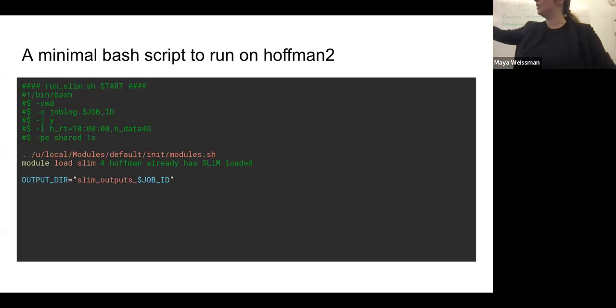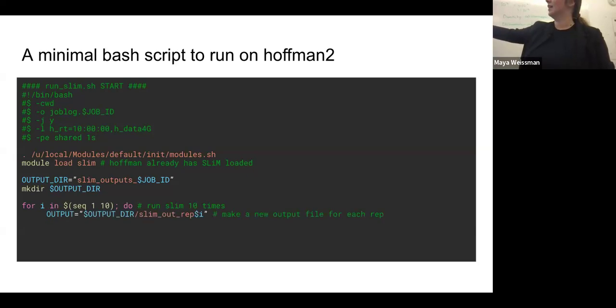I defined an output directory. I like to make the job ID. And then here I'm running 10 different replicates, and I'm making an output file called outputdir.slimoutrep_i.